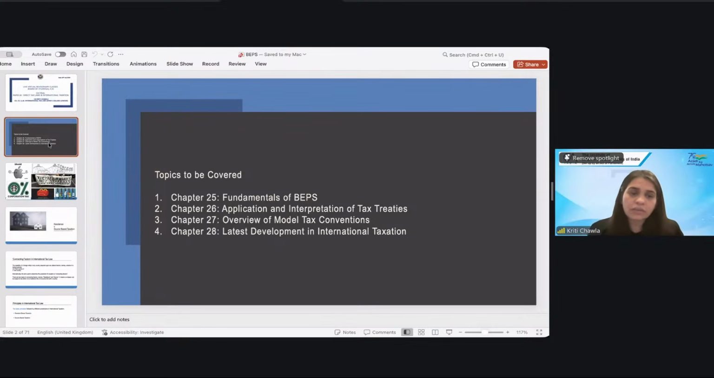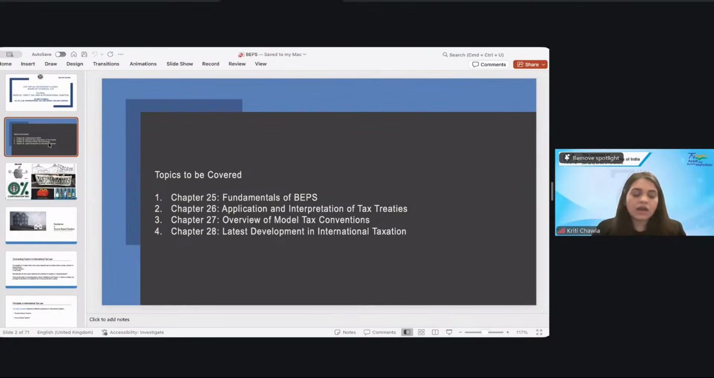We'll also be talking about chapter 26, which is application and interpretation of tax treaties. So double tax avoidance agreements, DTAAs, which are also called as tax treaties. What exactly are these? How do you apply them? How do you interpret them, etc.? This is what we will be covering. We'll also be covering chapter 27, which is overview of model taxation conventions of the module.